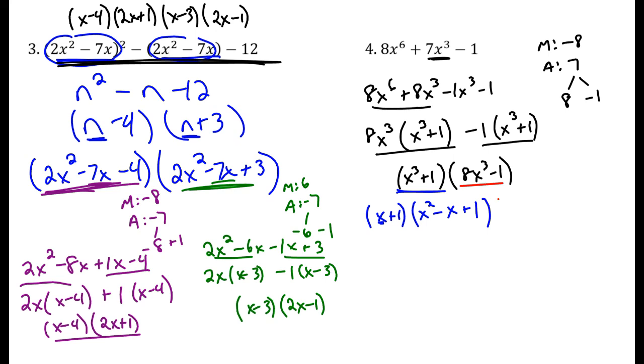Then for the red term, what's the linear factor? What gave me 8x cubed? Well, that's going to be 2x. What gave me 1? 1. So 2x minus 1 is the linear factor. The quadratic factor is going to take a little bit more work. Who goes in the front seat? We'll square that 2x. 2x squared is 4x squared. Opposite sign, their product, plus 1 squared is 1.